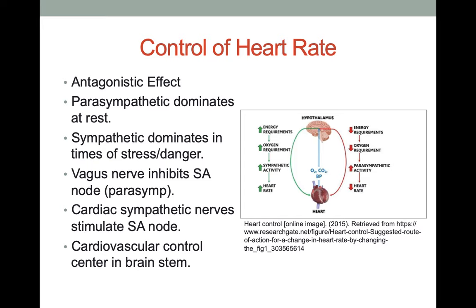Now, if we look at control of heart rate, the sympathetic and parasympathetic systems have an antagonistic effect on the heart rate. At rest, the parasympathetic system dominates and the heart rate is slower. But in times of danger or stress, the sympathetic system is going to take over and increase heart rate so that nutrients and oxygen can get to where they need to be. So the vagus nerve of the parasympathetic system is going to inhibit the SA node, whereas the cardiac sympathetic nerves are going to stimulate the SA node. So again, antagonistic effects.